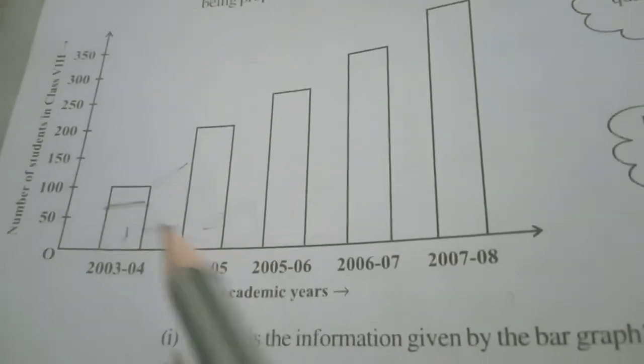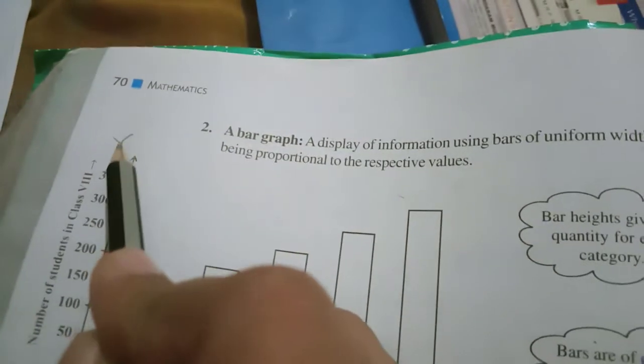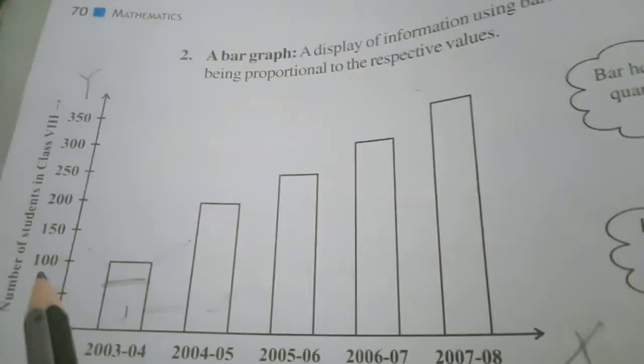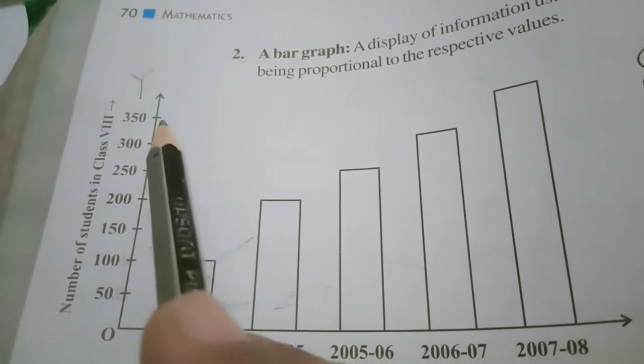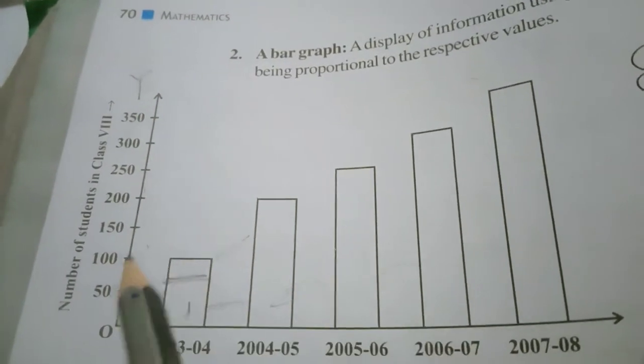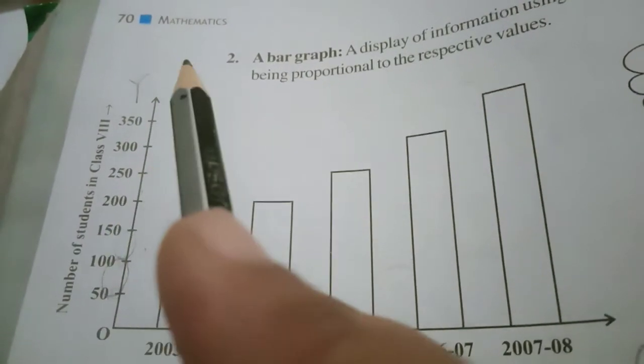Now first we see how many bars there are. 1, 2, 3, 4 and 5 bars. What is given on the y-axis? This vertical line is the y-axis and the horizontal line is the x-axis. A horizontal line always represents the x-axis, a vertical line represents the y-axis. On the y-axis, what is the scale? 50, 100, 150, 200, 250, 300 and 350. That means a gap of 50 is given, and each gap is equal.